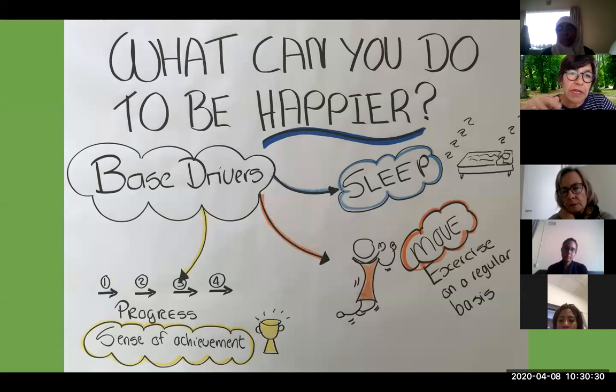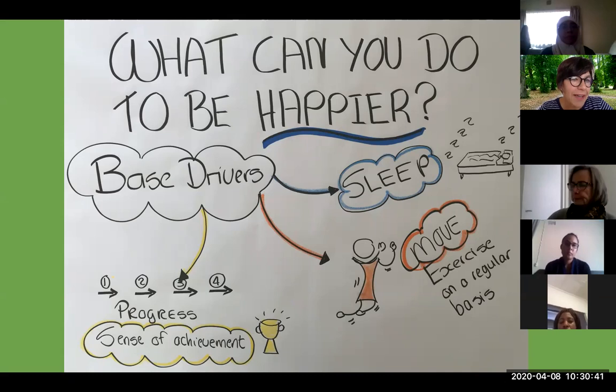So I want to go on to the next thing about what it is that you can actually do to be happier. There are a couple of base drivers. You need to have these things in place before we start to talk about the rest. The first thing is you have to sleep well. If you sleep well, you have more mental energy and resources to cope with things on a daily basis.